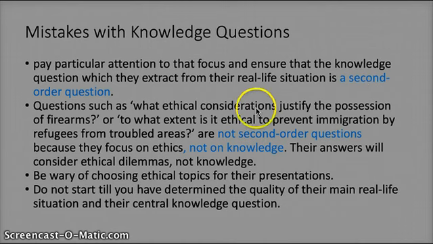And really try to avoid these questions about ethical considerations. You know, the possession of firearms, or to what extent is it ethical to prevent immigration? Okay, these are not second order questions because they're too strongly rooted in a topic area. And they're strongly focused on ethics, not on knowledge. And so you'll end up with this ethical dilemma situation rather than a presentation about how the knowledge is constructed in your real life situation. So it's really important, don't start your presentation until you've come up with a really good quality central knowledge question.